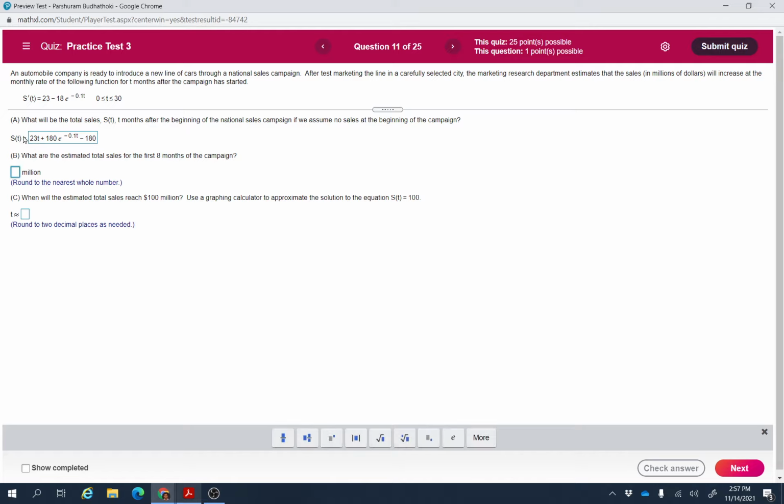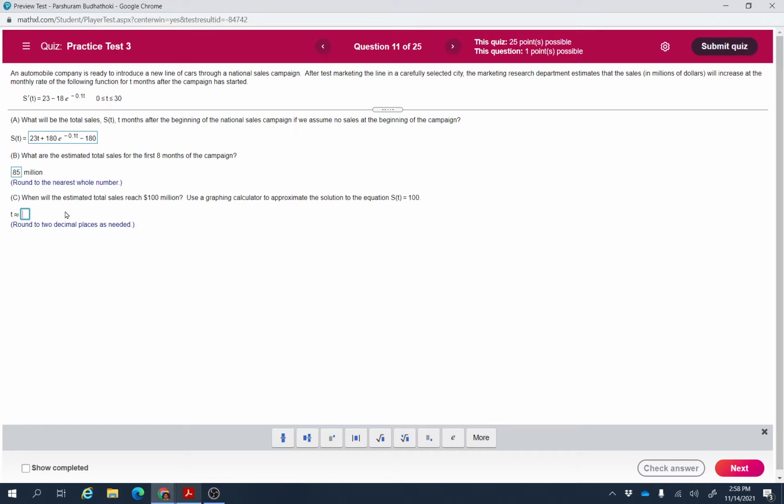For the second part, we need to find the value of this function when t is 8. If you just replace t by 8, you have to use a calculator for that, and the value would be approximately 84.989. If you round it to the nearest whole number, the value would be 85.